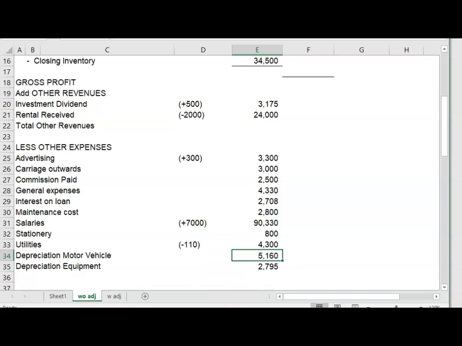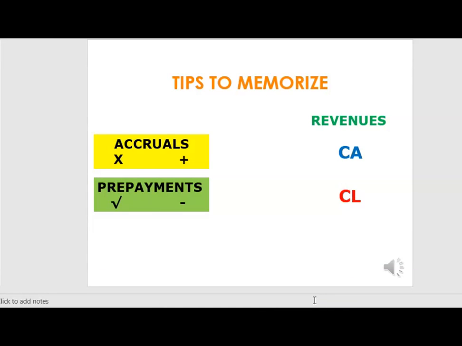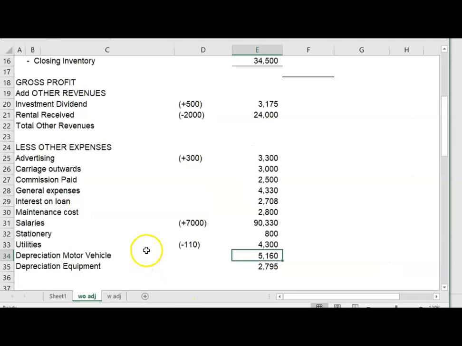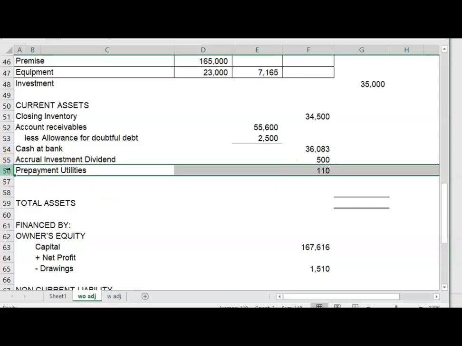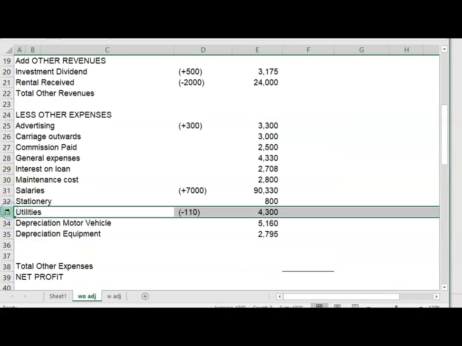Now let's check prepayment expenses. It becomes current asset. So your answer must be go to current asset, prepayment utilities, current asset. So put here prepayment utilities, and the amount is 110. So here one record, and another one here.